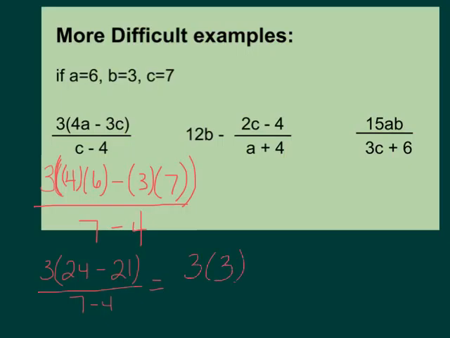24 minus 21 is equal to 3. 7 minus 4 we can simplify as being 3. 3 times 3 is 9 over 3 equals 3. So a lot of steps that all get us to a value of 3. So the value of this expression, when you plug in these values, is 3.